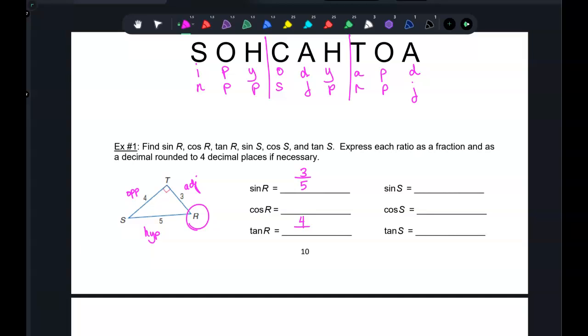4 over 3. Oh, it's opposite over adjacent? And then cosine, it's adjacent over hypotenuse. And cosine then is 3 over 5.